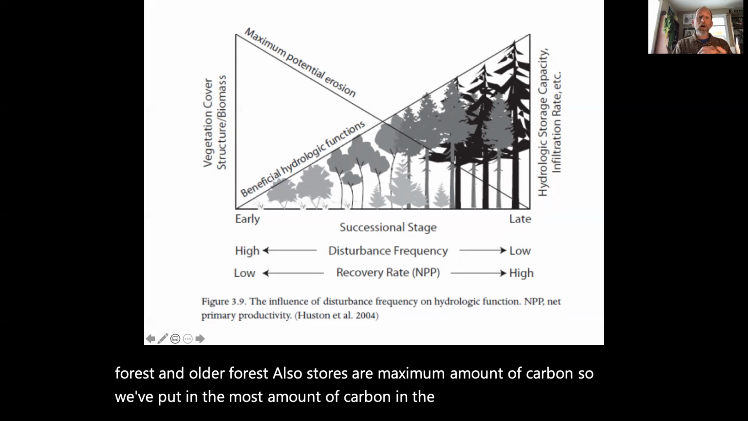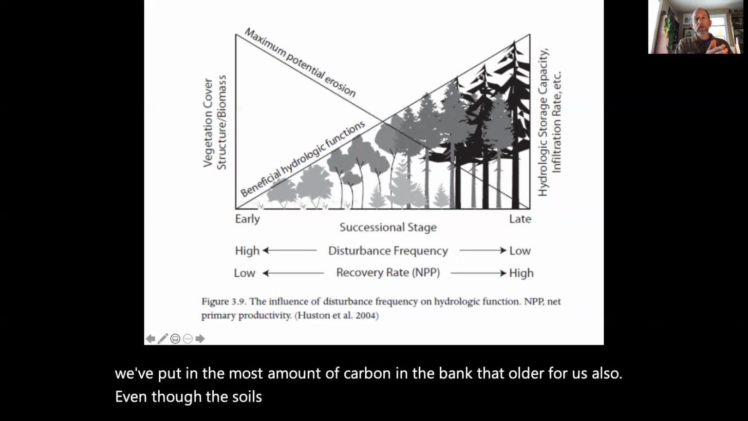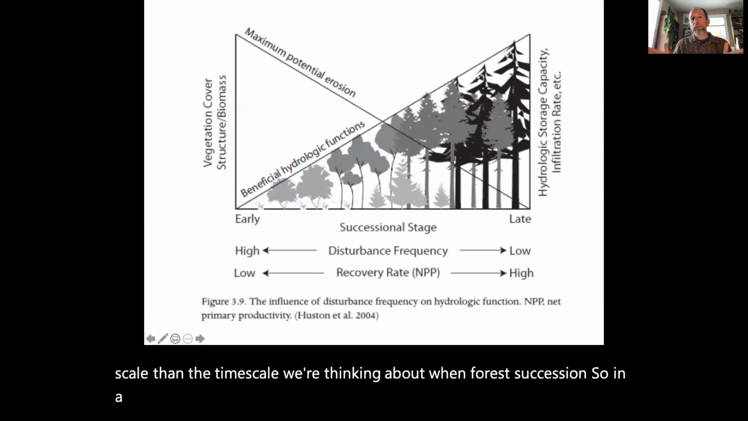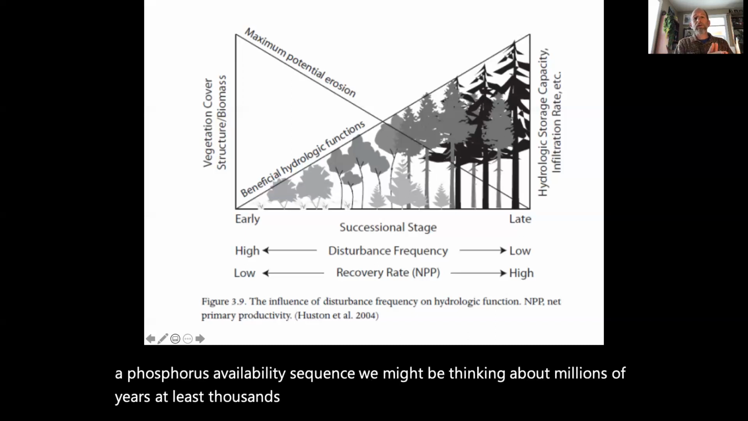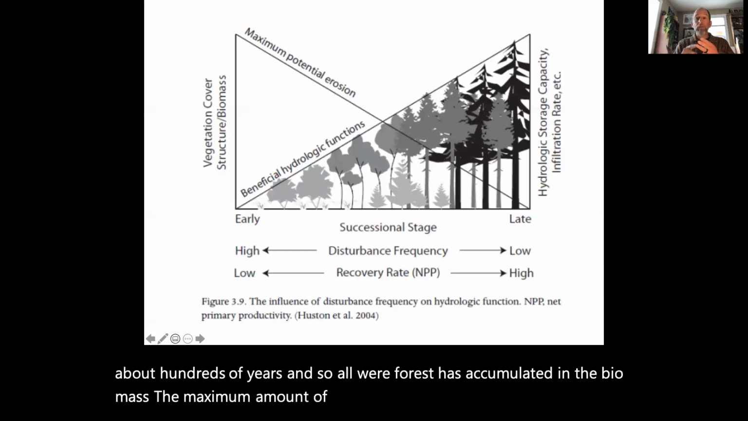That older forest also, even though the soils may be weathering, they're weathering on a longer time scale than the time scale we're thinking about in forest succession. So in a phosphorus availability sequence, we might be thinking about millions of years, at least thousands of years. And here in forest succession, we're thinking about hundreds of years. And so an older forest has accumulated in the biomass the maximum amount of carbon, nitrogen, and probably phosphorus. And that'll all be cycling internally.